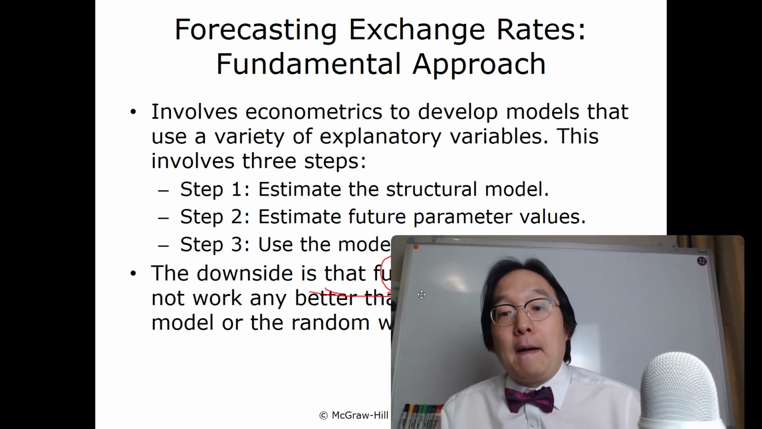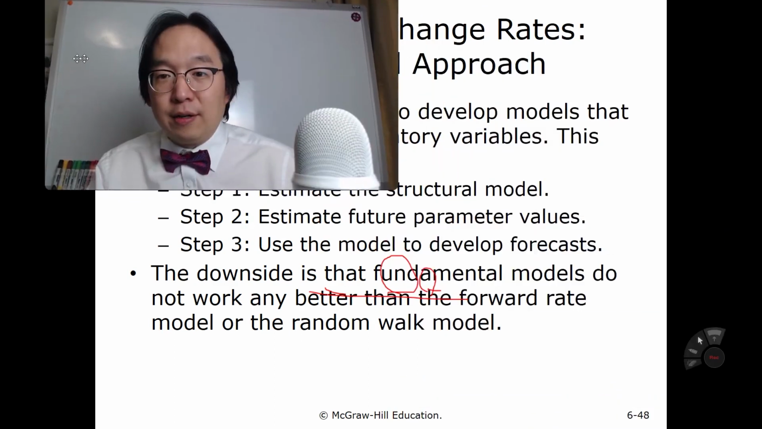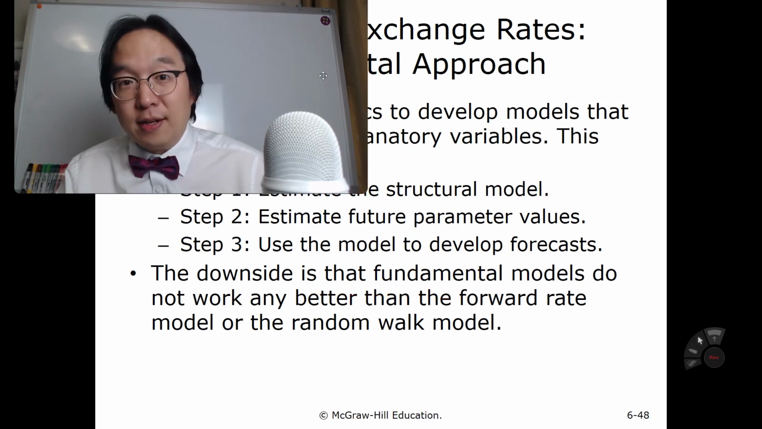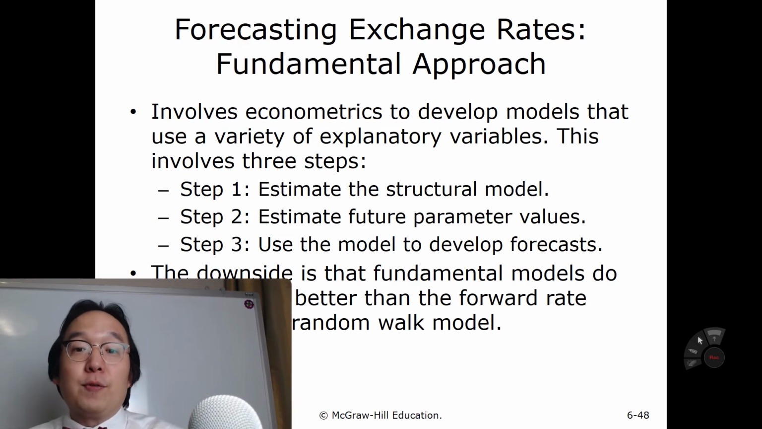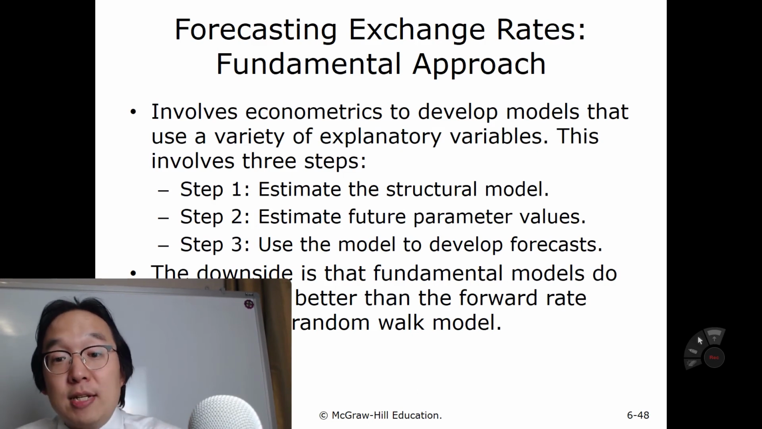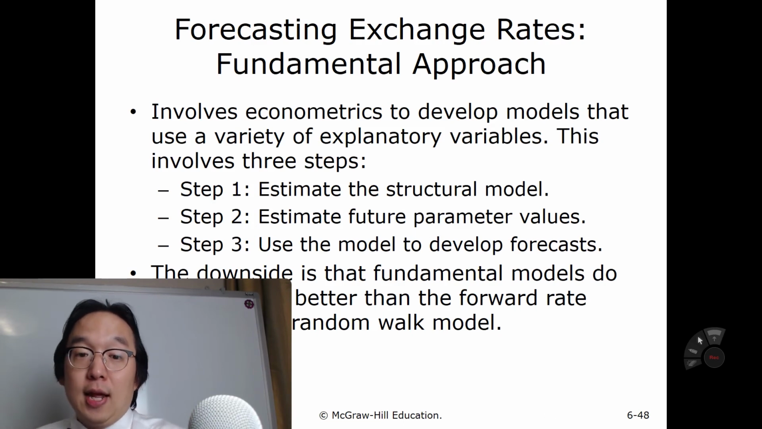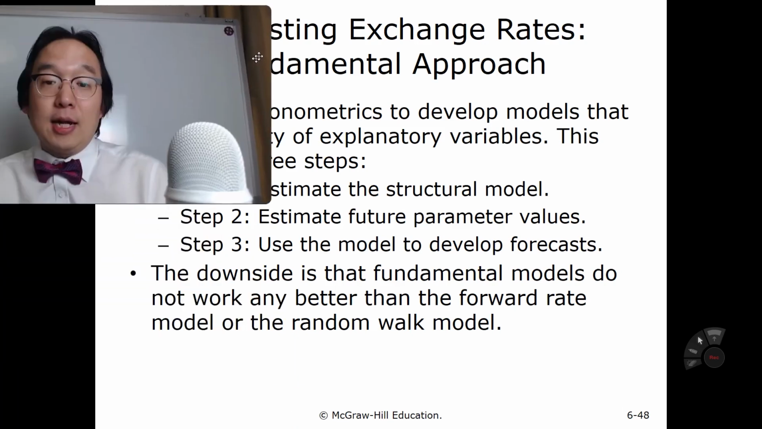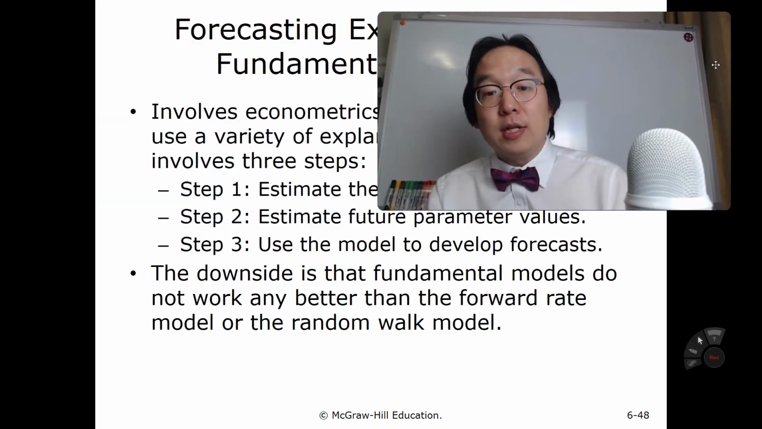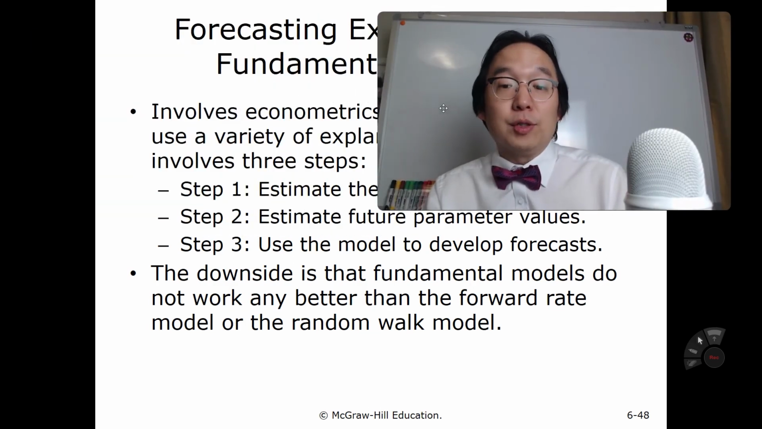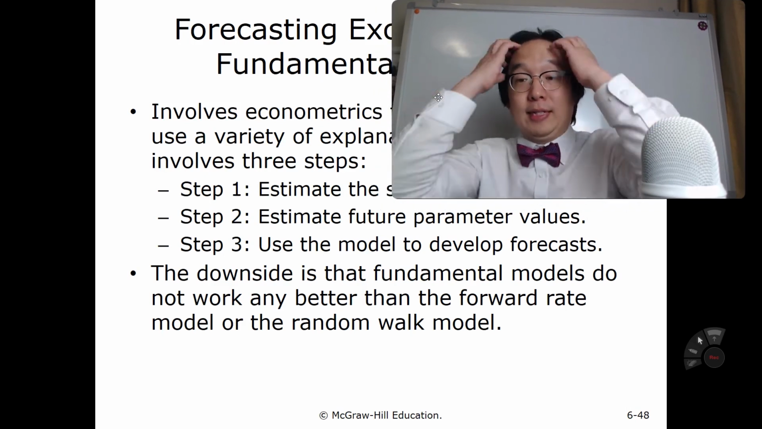So the fundamental guys also here, in the FX market. What do they say? Well, it involves econometrics to develop models that use a variety of exchange rate variables. This involves three steps. Step 1, estimate the structural model. Step 2, estimate future parameter values. And then step 3, use the model to develop forecasts. And then the downside is that fundamentals models do not work any better than the forward rate or the random walk model or efficient market model.